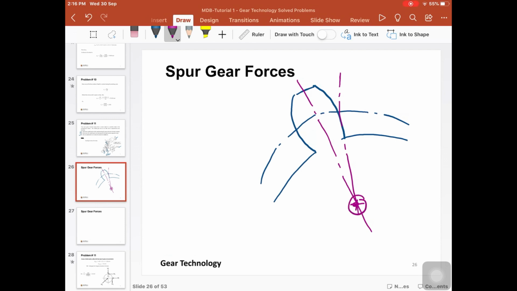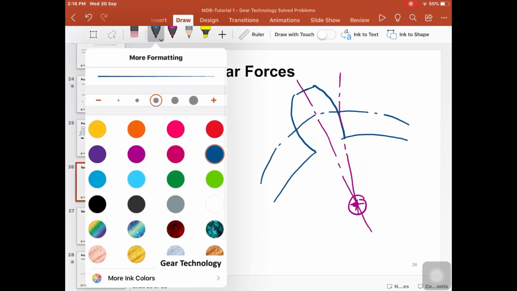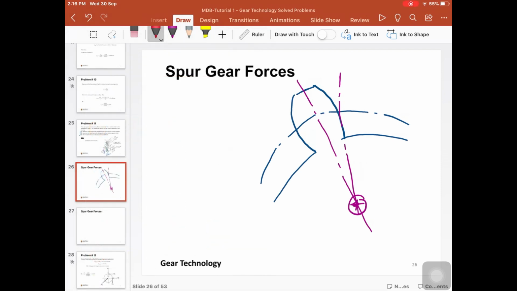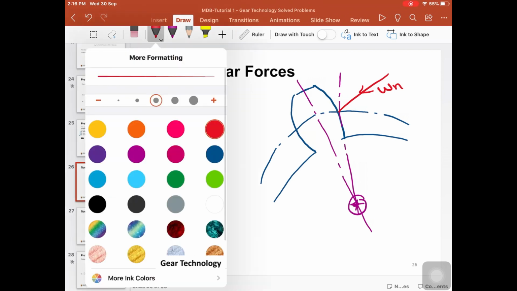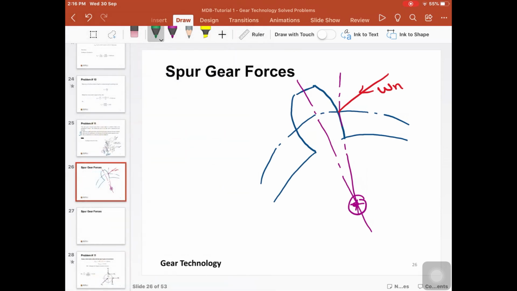What we have here is the pressure force between the 2 teeth. We call it Wn. This is the pressure force between the 2 teeth along the line of action. Then we can resolve this force into 2 components. One is in the tangential direction, we call it Wt, the tangential force. One is in the radial direction, and this will go to the center line. This is Wr. The angle between the normal force and the horizontal line here is phi, which is the pressure angle.